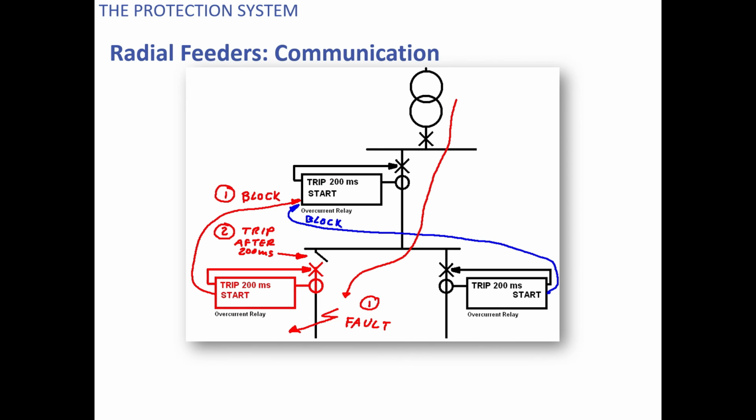So now this is the example. Suppose there is a fault at this point at this feeder 1. Now, since there is a fault, this relay will pick up. This relay will also pick up. But since this relay picks up, it will send a blocking signal to this relay. So now this relay will not trip, and this relay will trip after a time of 200 milliseconds.